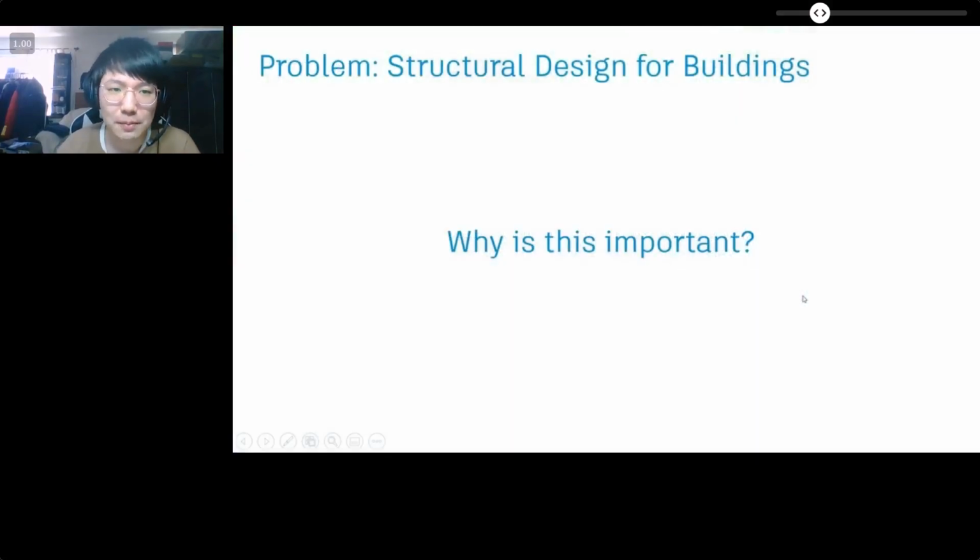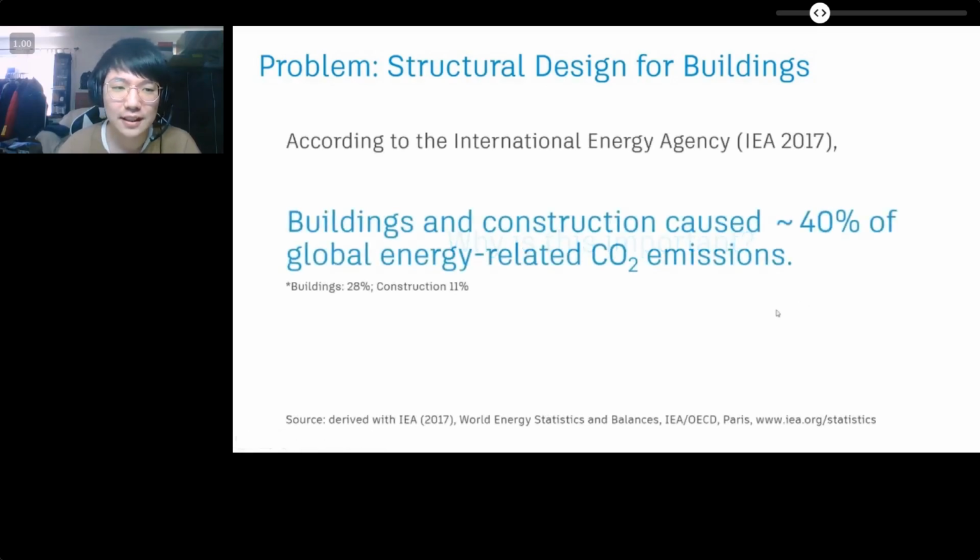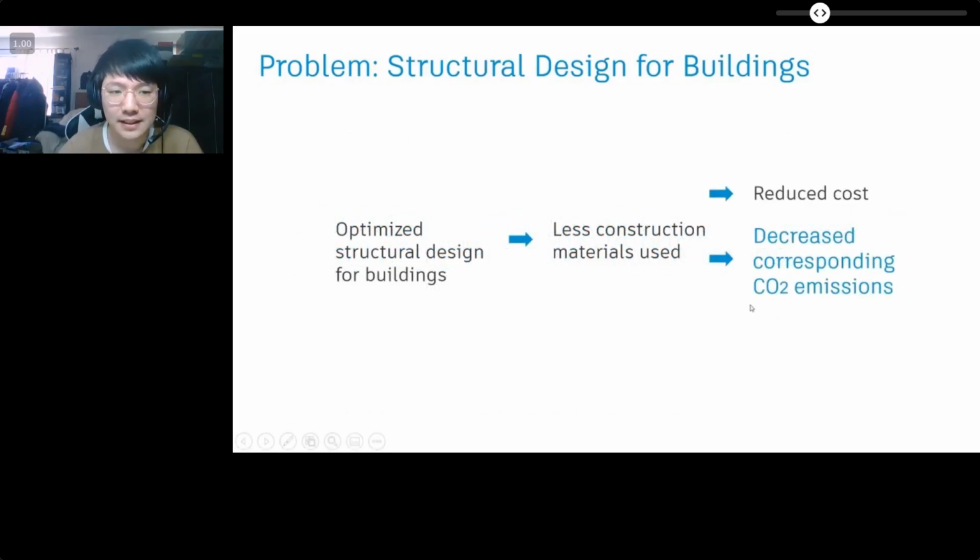So first, let's talk about why structural design is important. According to these statistics, buildings and construction caused nearly 40% of global energy-related carbon dioxide emissions. Therefore, if we can optimize structural design of buildings, then we can use less construction materials, which leads to not only a reduced cost, but also decreased carbon dioxide emissions.